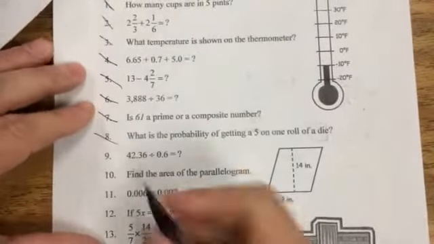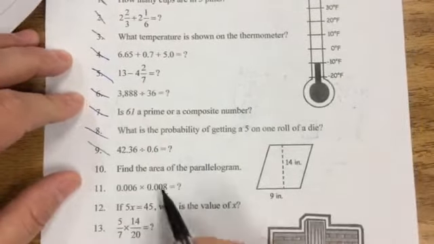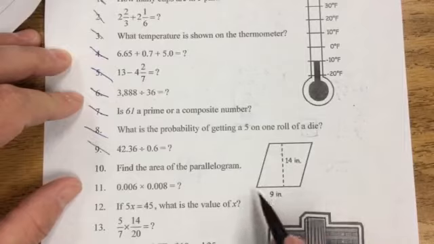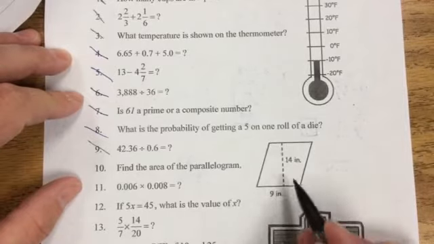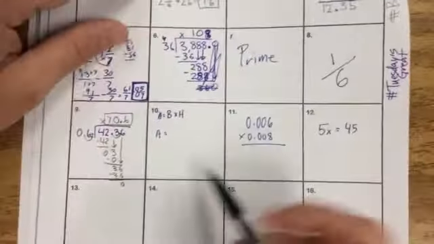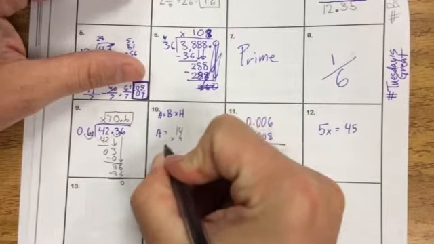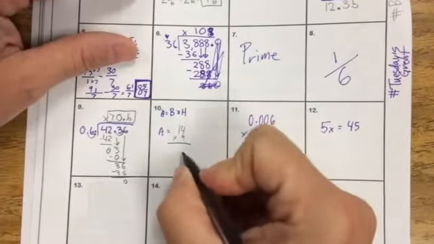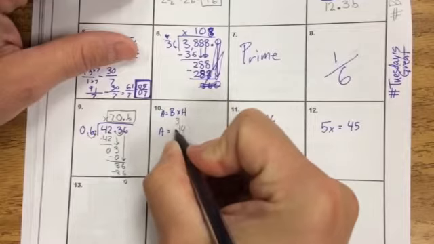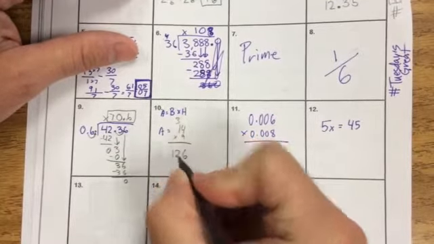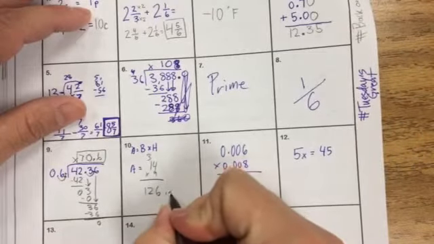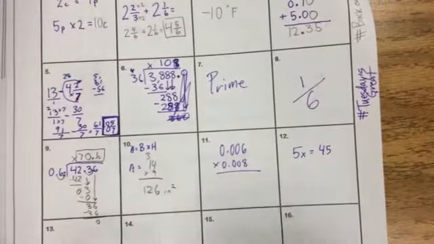All right, number 10 here. Number 10, they want us to find the area of the parallelogram. Well, this is your base, which is 9, and this is your height, which is 14. The way that you find your area is that you're going to do your base times height. So I'm going to do 14 times 9. I'm going to go ahead and write it this way. 9 times 4 is 36. 9, 10, 11, 12. So I get 126 inches squared. 126 inches squared.